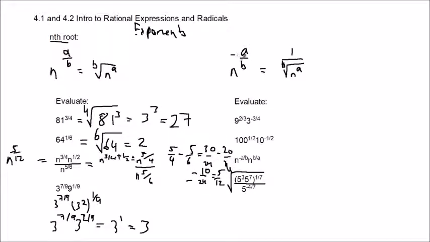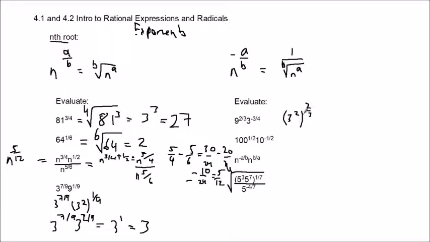Okay, so if the answer turned out to be a negative exponent, you have to flip, so reciprocal, and then you do the exact same thing. So evaluate 9 to the 2/3 times 3 to the negative 3/4. We'll do the exact same method. I don't think this will turn out as nice, but we'll see.